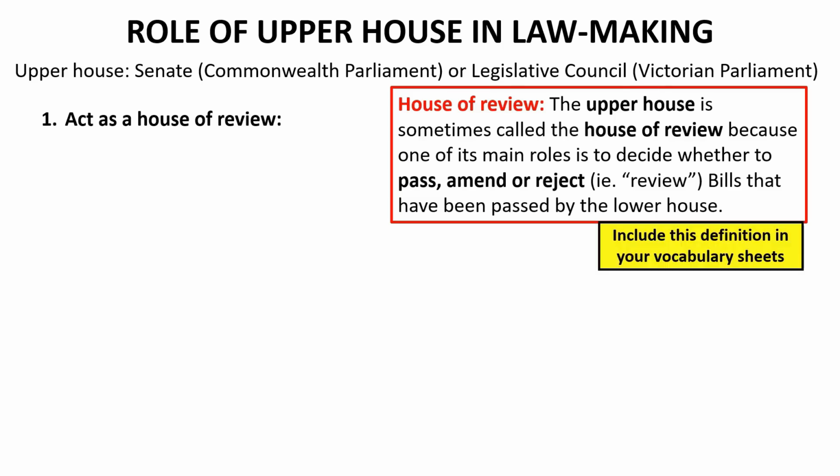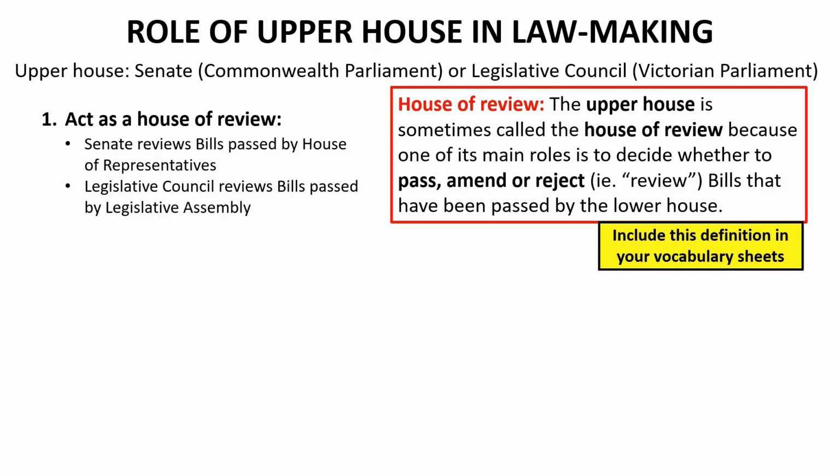Look down the left-hand side of your vocabulary sheet, find the term House of Review and write this definition in there. So it is that the Senate reviews bills passed by the House of Representatives and the Legislative Council reviews bills passed by the Legislative Assembly. When you are describing this role, make sure you explain that review means decides whether to pass, amend or reject.